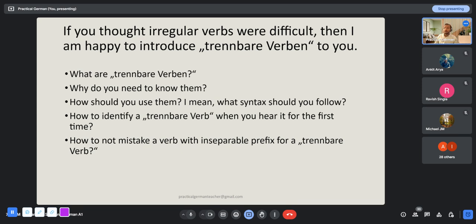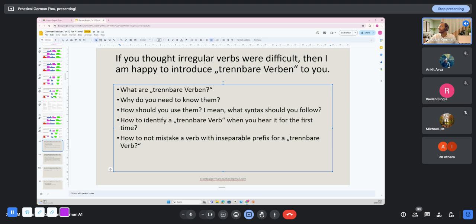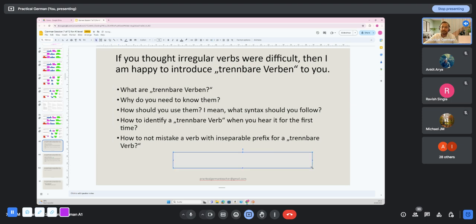Why do you need to know them? Honest answer, you have to. It's part of the German language and you have to learn them. But one answer that I can give you that will make you happy is that when you learn a verb, you know that this verb can also be used with some other prefixes, and the meaning changes drastically. For example, I'll show you some examples right away. I will also later share a LinkedIn post, a written post I had, which tells you why trennbare Verben are useful.